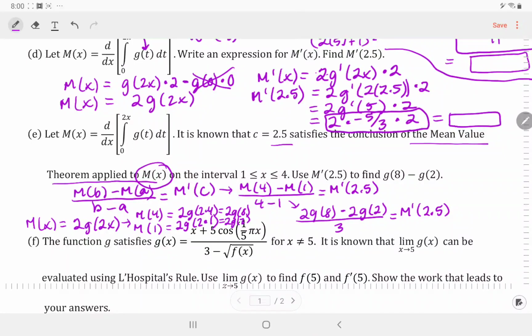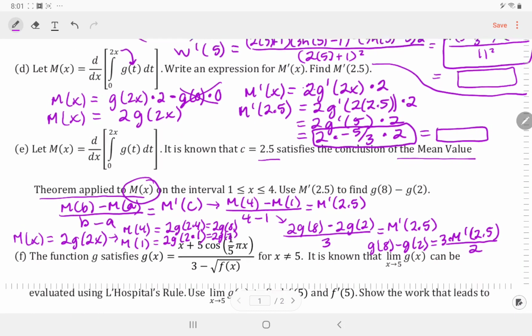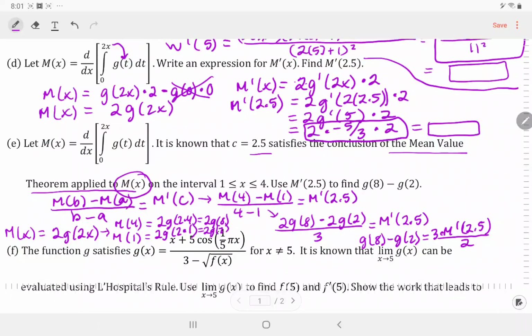It satisfies the conclusion of the mean value theorem. Okay, so this would be multiply by 3, divide by 2, and g of 8 minus g of 2 would be 3 times M prime of 2.5, divided by 2. My question is, is that what they wanted? They probably actually want M prime of 2.5. Oh, I found M prime of 2.5 in part D.